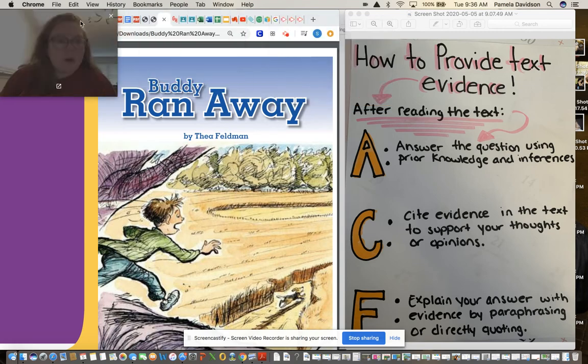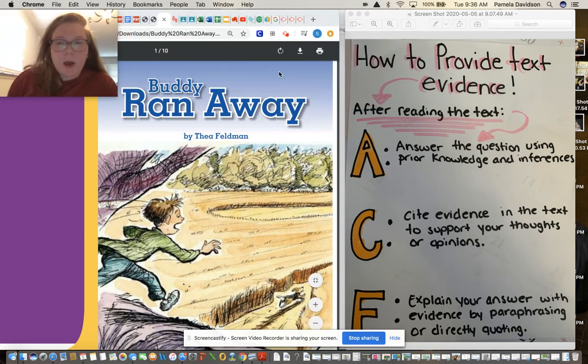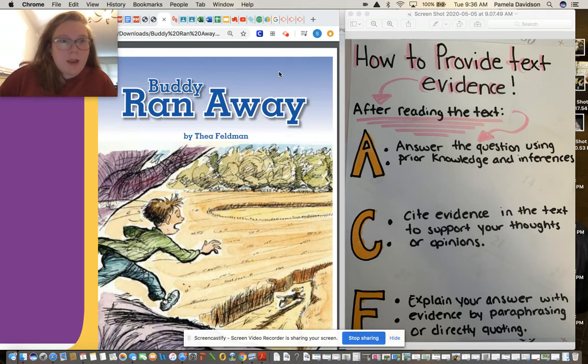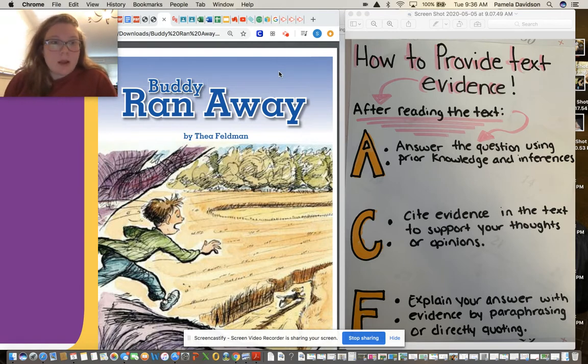Okay, third grade. So now I'm going to do an example with you of how to cite evidence in an answer of a question. You're reading this week Buddy Ran Away. I've already read this story with a couple of you this week, and we kind of already talked about citing evidence. We even talked about one of the questions. I think it might be the same one that we're going to talk about today. So if you watch it again, it'll help you.